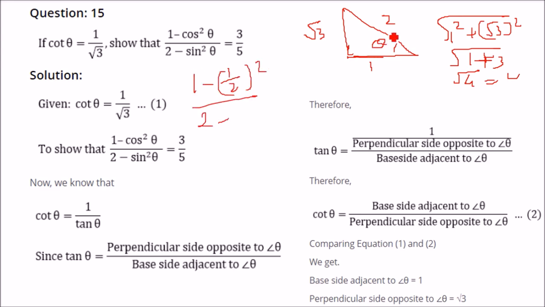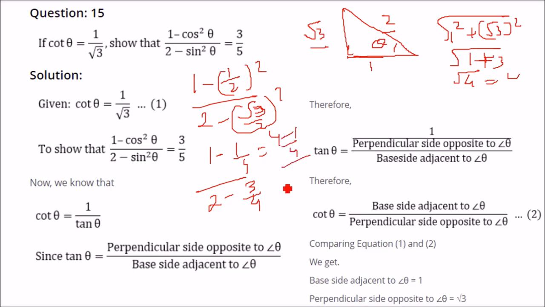2 minus sin square theta. Sin theta is perpendicular upon hypotenuse. Perpendicular is root 3, hypotenuse is 2. Root 3 by 2 whole square. So this is 1 minus 1 by 4, and this is 2 minus root 3 square is 3, and you get 2 square is 4. What do you get? 4 minus 1 by 4, and here you get 8 minus 3 by 4.